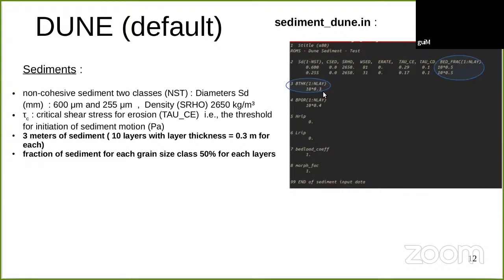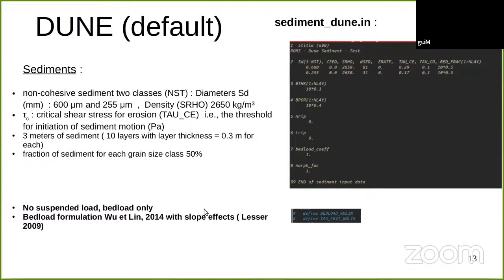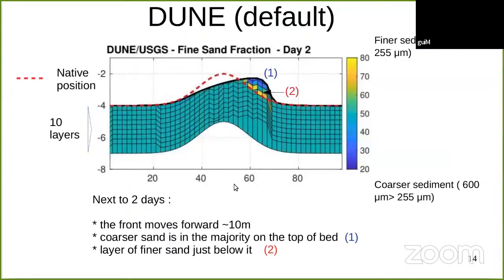You have 3 meters height of sediment here, because you have 10 layers of 30 centimeters each, with 50-50 for each layer of sediment. In this case, we are using the formulation from Soulsby with slope effects. In the CPP definitions, you can switch this flag. And for the result, this is a result after 2 days.